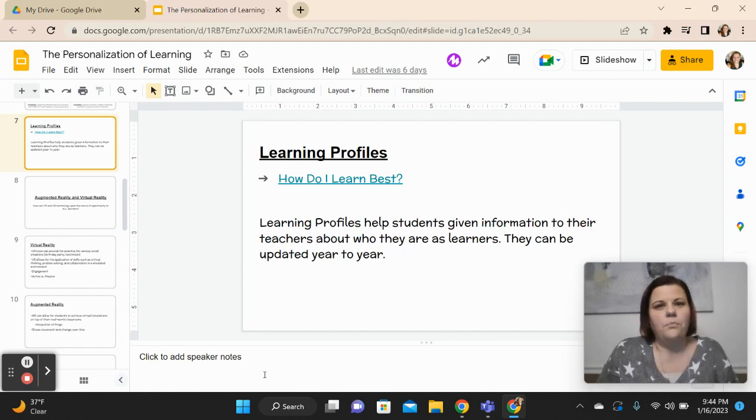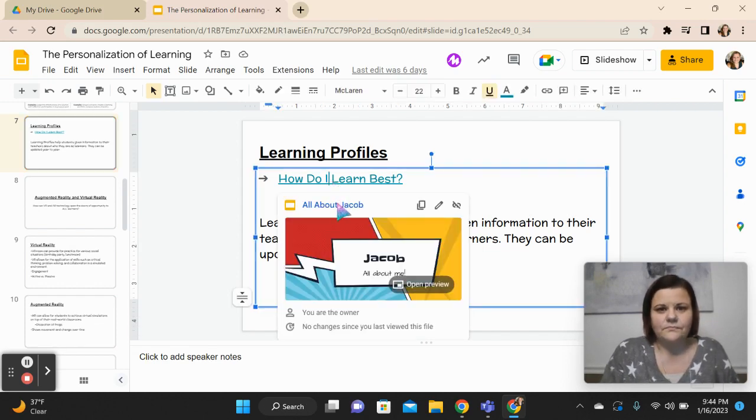It doesn't have to be a PowerPoint or a Google Slides presentation. You can have learners do this in handwriting. They can fill this out in a workbook method, whatever works for you. But this is another way to incorporate technology into your classroom and allow students to explain to you who they are as a learner. So let's take a look at this.